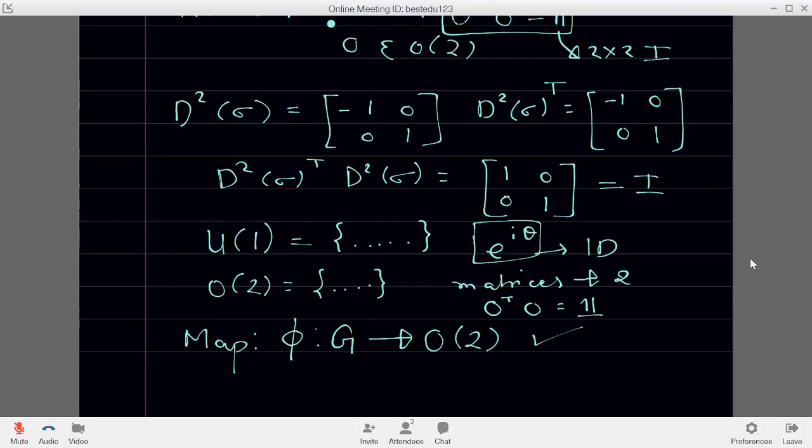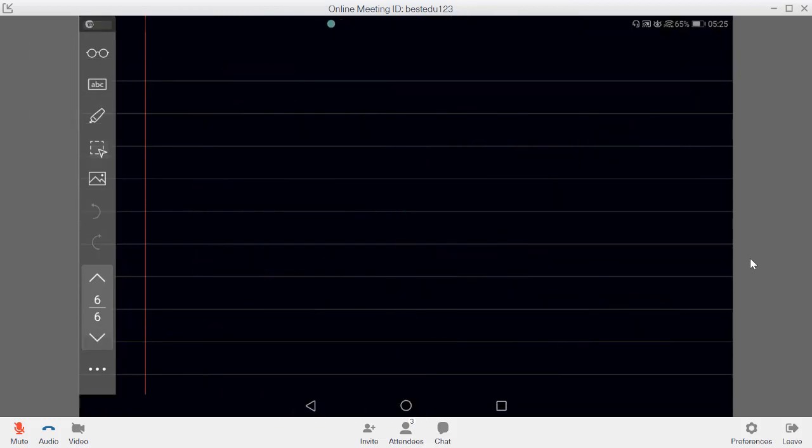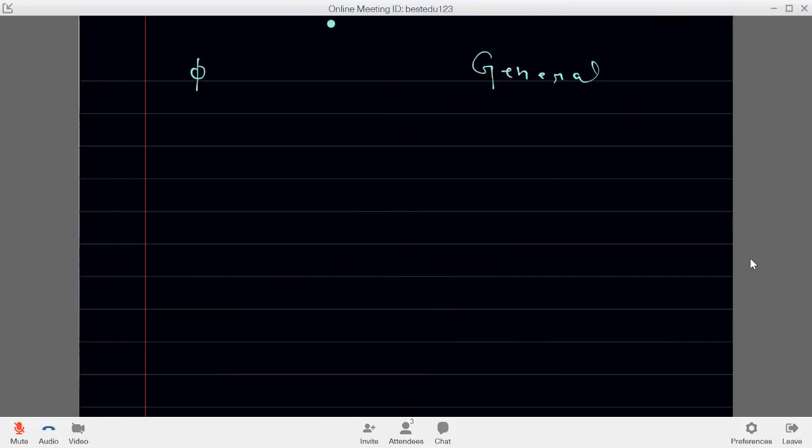Now if I want to give a more precise definition, let me make it general. In general, the map phi takes all the group elements and puts them into GLV. Now what does it mean? GL means general linear group.